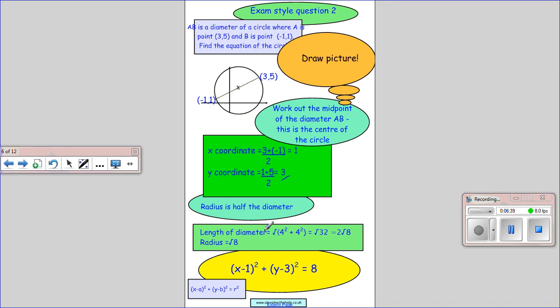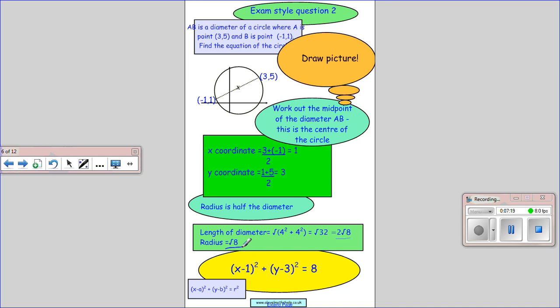And then the length of the diameter, if you remember, we take the distance, the x2 minus x1 and square it, and the y2 minus y1 and square it. So 3 minus -1 will give me 4 squared, and 5 take away 1 will give me 4 squared. 4 squared plus 4 squared is 32, and then we need to square root it because we want the length of the line. We don't want the length of the line squared, and that's the same as 2 root 8, and then the radius is going to be half of it, so that's nice. So we can get rid of that 2, so the radius is root 8.